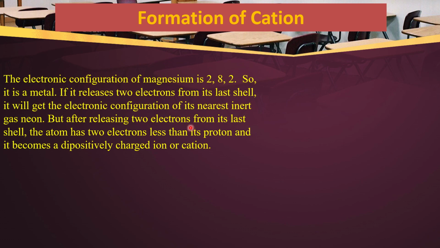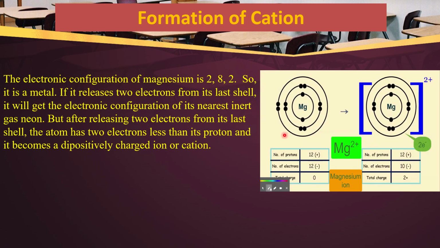In the same way, magnesium ion. The electronic configuration of magnesium is 2,8,2, so it wants to release 2 electrons from its last shell, and after releasing 2 electrons, it will also get the electronic configuration of neon. But after releasing 2 electrons from its last shell, it has 2 electrons less than its proton, and it becomes a dipositively charged ion or cation.